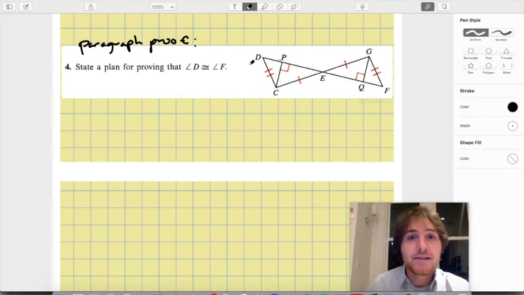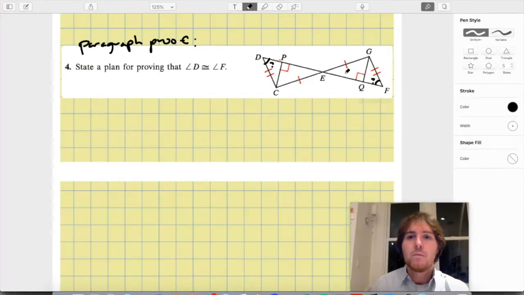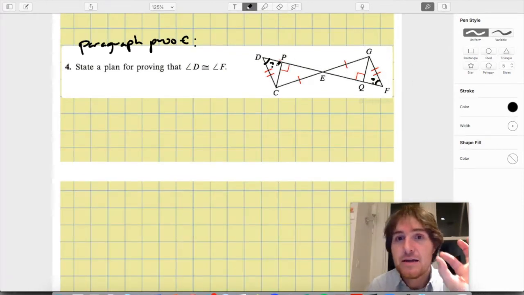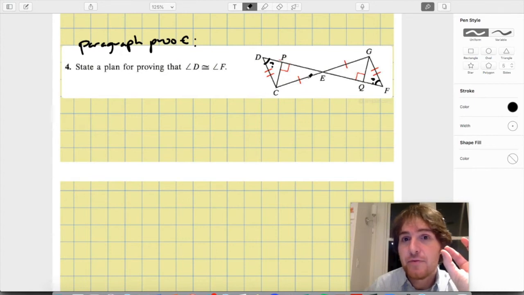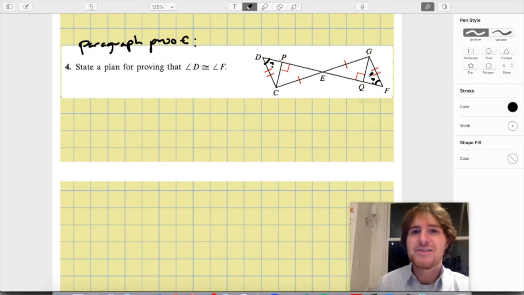So we're trying to get angle D congruent to angle F. Why would we know that would have to be congruent to this here? And well, what can we say? Ultimately, if I could prove that that triangle is congruent to that triangle, we're there, because those are corresponding parts of triangles DCE and FGE. So I'm working backwards here. I'm thinking what triangle is going to prove it congruent. Well, actually, I know this. This is an easy problem, actually.